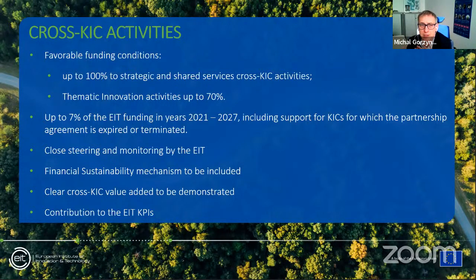Talking about the funding, approximately up to 7% of the EIT funding under this time frame will be included for the cross-KIC activities, but this also includes the activities with the KICs whose partnership agreement will expire or be terminated. So on an annual basis we are talking about around 30 million euro allocated to cross-KIC activities.